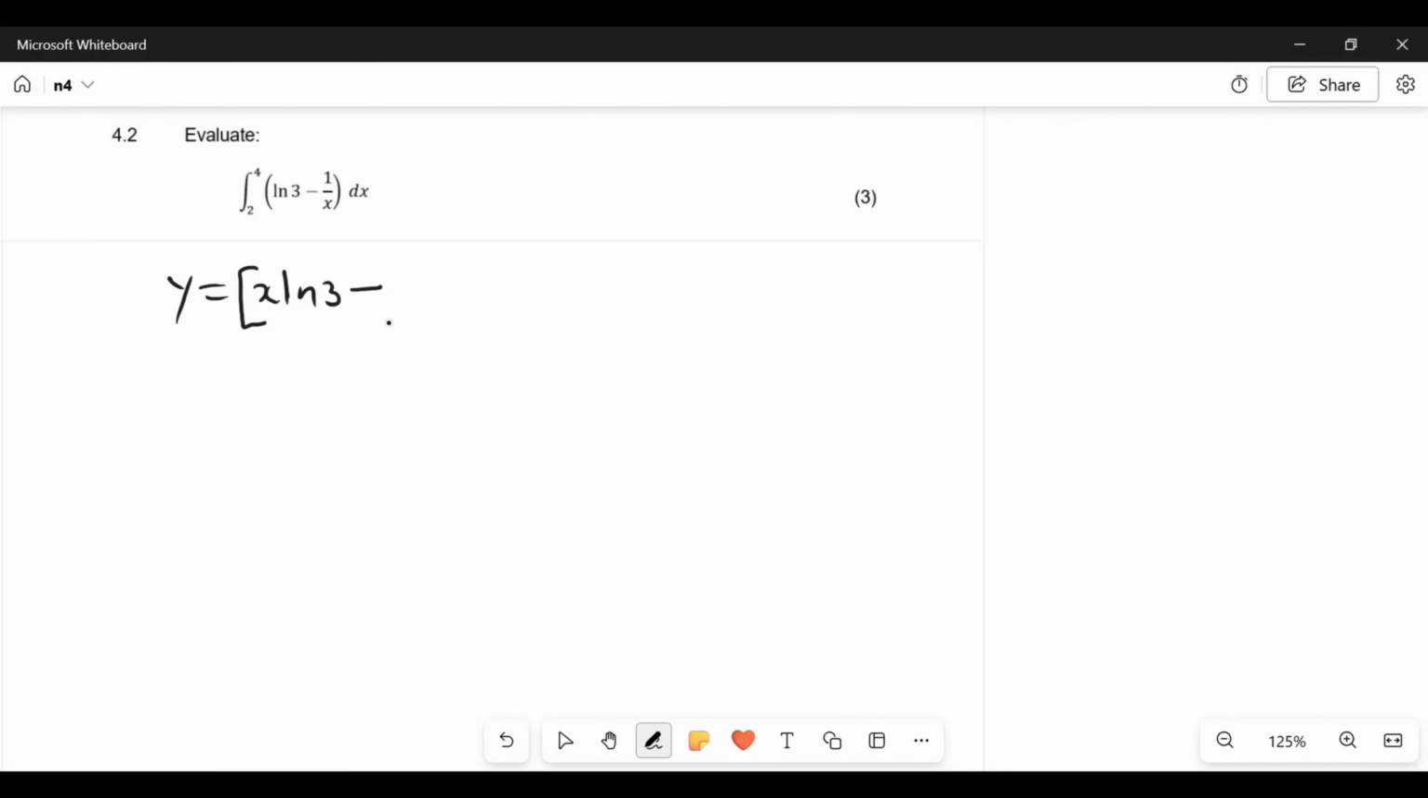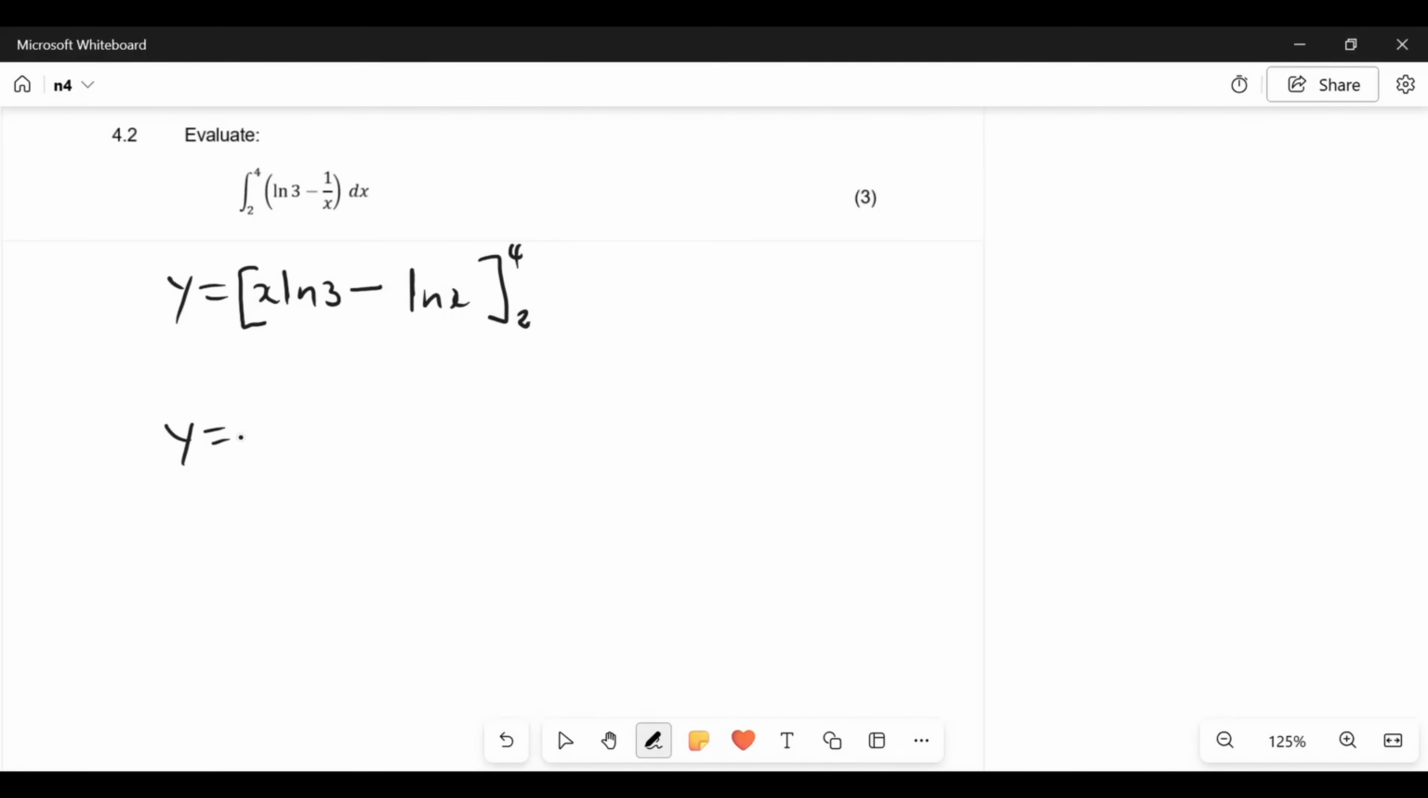That is actually the integral of natural log. So this is going to be ln x. There we go. But let's not forget we have the upper limit, which is 4, and the lower limit, which is 2, right? And then from here, we can start separating these brackets.